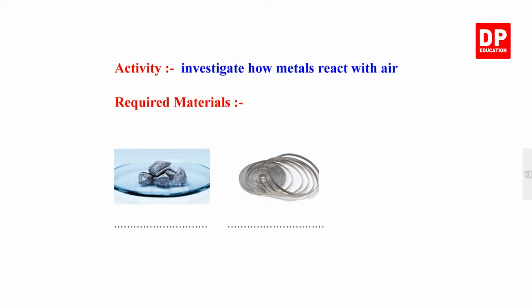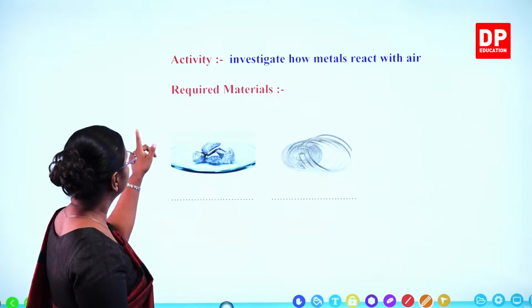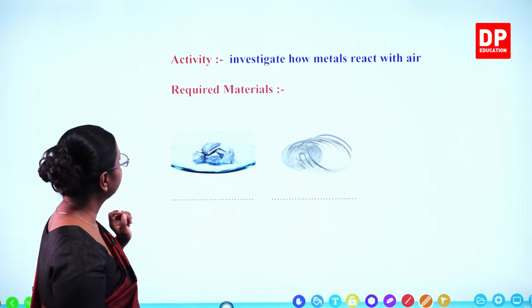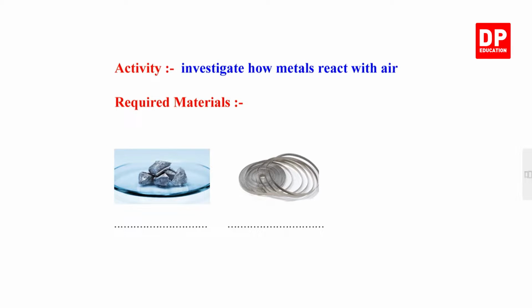Activity. Investigate how metals react with air. So, how metals react with air. To do that, we need these two materials, the required materials. Here you can see this is sodium metal. And here we have magnesium metal.